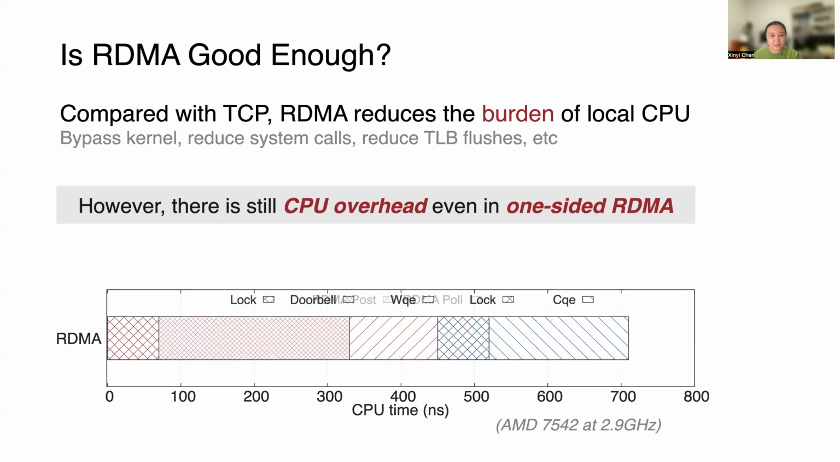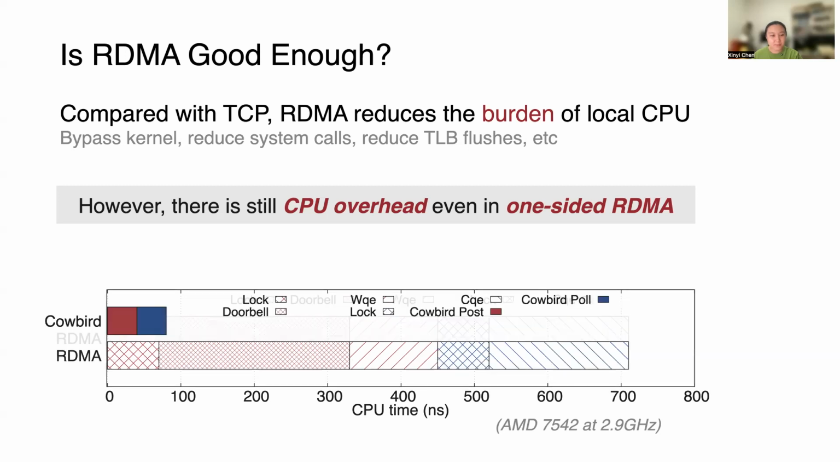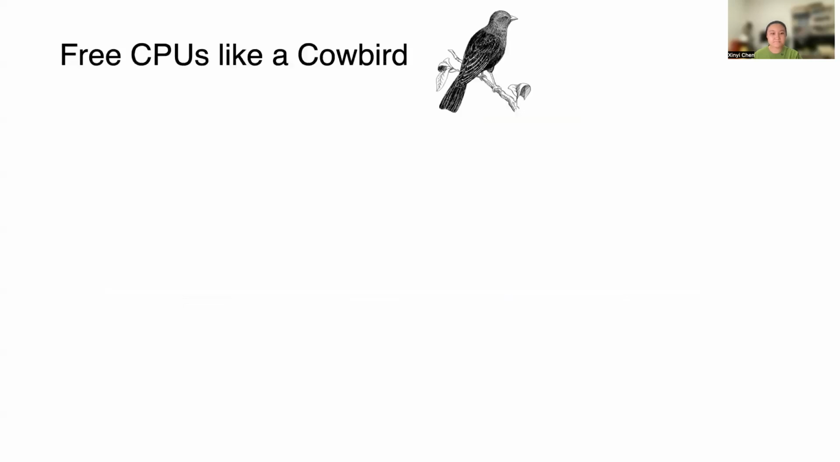To see why this is the case, let's break it down into more detail. We found that there are several subtasks, including locking, ringing the doorbell, etc. Each of them requires expensive instructions like spin lock or mfence to ensure the proper ordering of the queue. As a preview of our system, by offloading all of these, our system Cowbird can reduce CPU costs of RDMA and free these CPU cycles to applications.